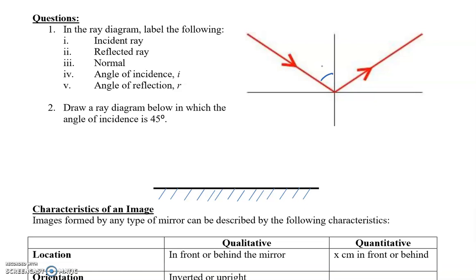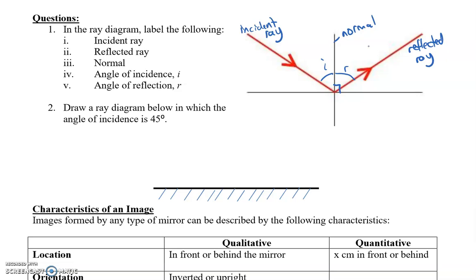We know that this is the angle of incidence, I. This is the angle of reflection, R. Those are equal. We know that this is the incident ray. We know that this is the reflected ray. And we know that the top right here, this line, is the normal. And the angle is always measured from the normal.